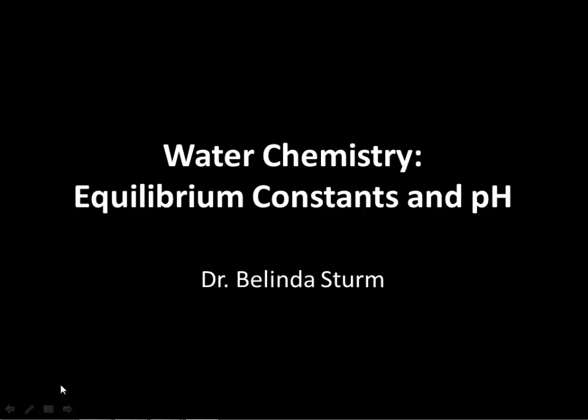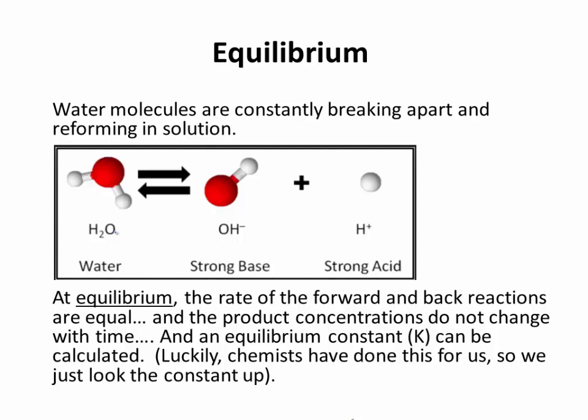In this module, we'll cover equilibrium constants and pH. Here we see the dissociation of water going to hydroxide ion and protons. This happens very quickly. Equilibrium is assumed when the rate of the forward and back reactions are equal, such that when we observe the concentration of products and the concentration of reactant, that stays constant over time.